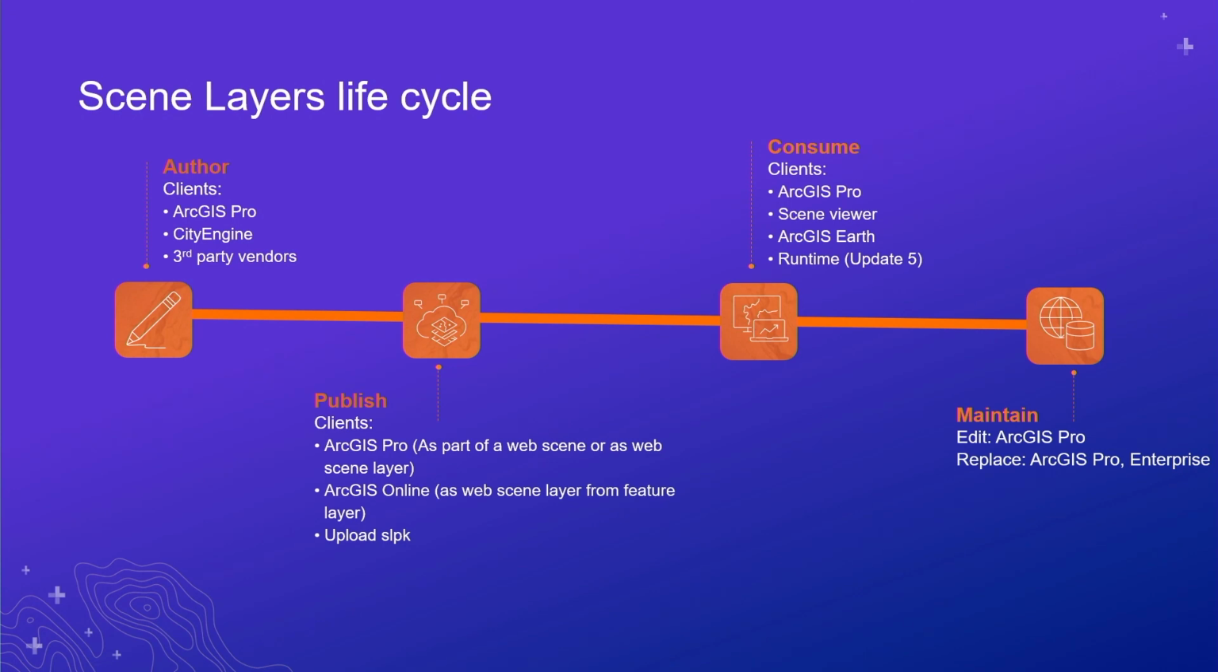The scene layer lifecycle is defined in 4 areas. You can author a scene layer in one of the ArcGIS clients or by third-party vendors. You can publish content to share across the platform. You can consume it in clients such as Pro, Runtime, ArcGIS Earth, or Scene Viewer. You can maintain scene layers by replacing the service.